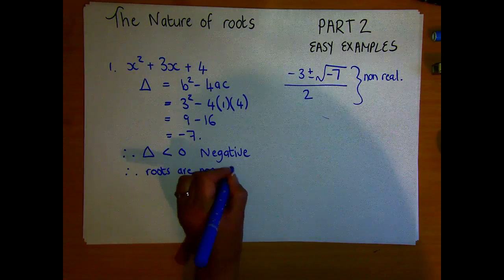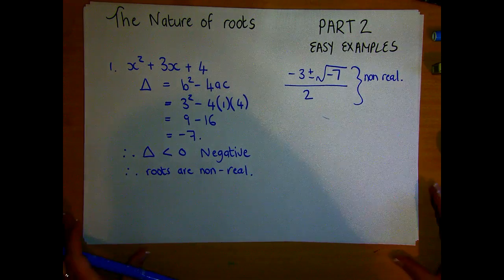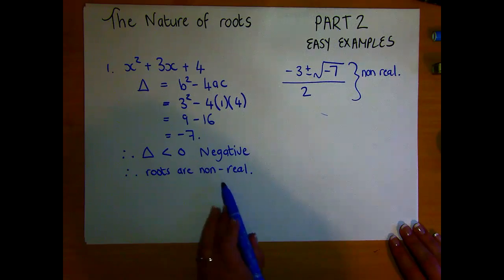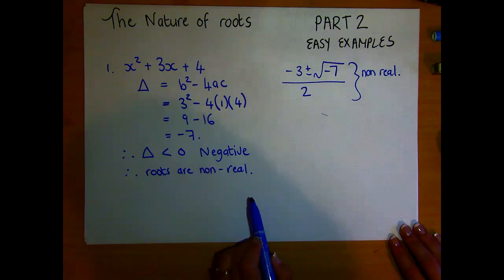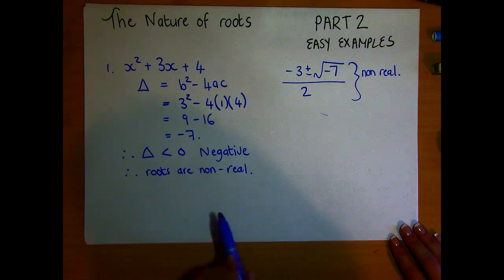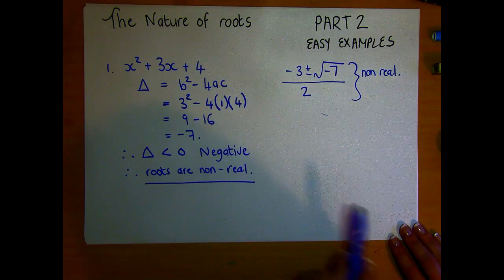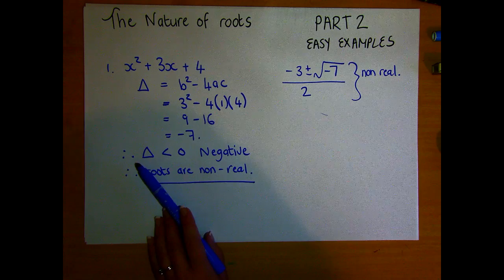And that is as far as you can go. There's nothing else to say about roots if they're non-real, because if they're not even real, they're not going to be rational or irrational or equal. There's nothing else to say. So that is the only thing that you need to say when you have an example where delta is negative.